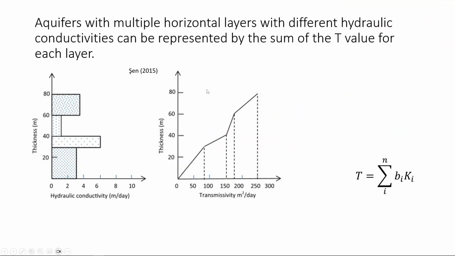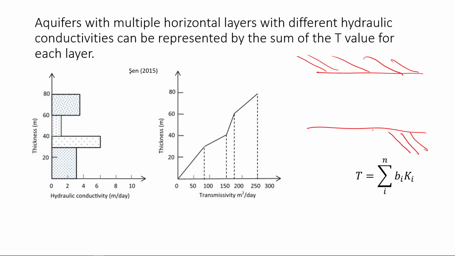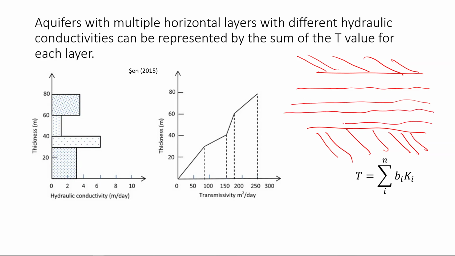Let's look at another example. This is the last slide that I have here. Sometimes your aquifer, like so, this is your confining layer, and this is your confining layer. But here you could have different aquifer types, layers, and thicknesses, with different transmissivity.